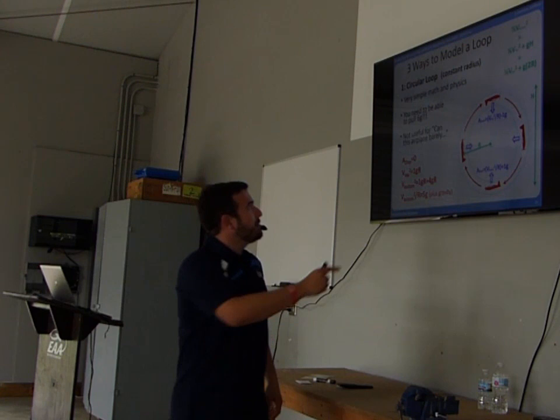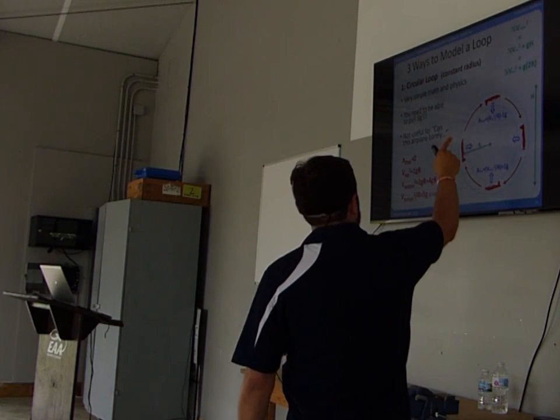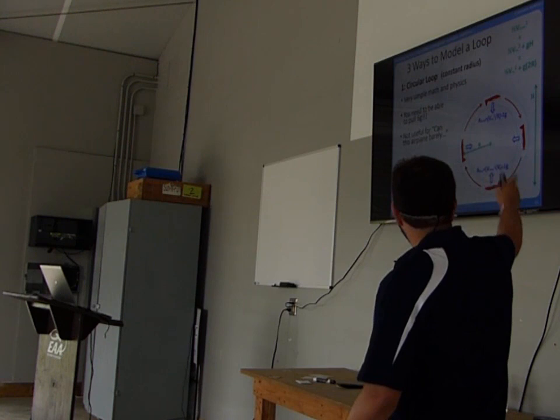I say, 1/2 mv squared at the bottom equals... this is what I just told you about kinetic energy and potential energy. That means my speed at the bottom squared has to be the speed at the top squared plus 2g times twice the radius of the loop. So the height of the loop is twice the radius of the loop.